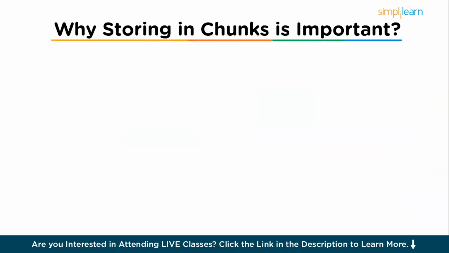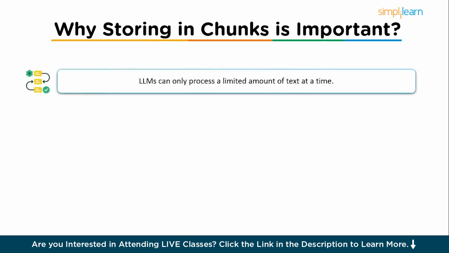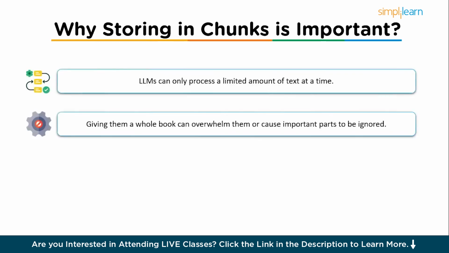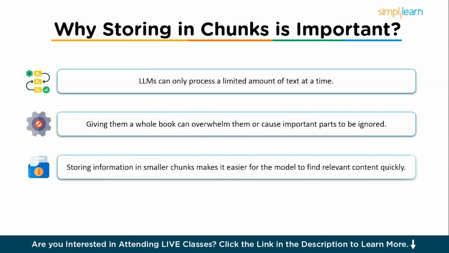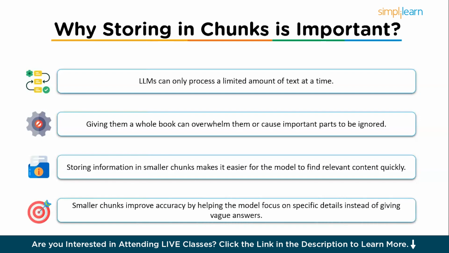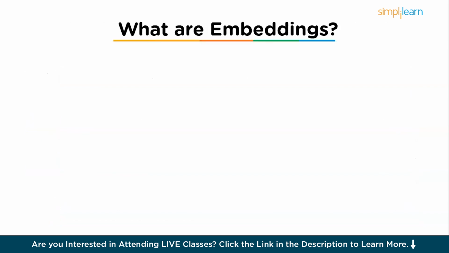Now let us see why storing in chunks is important. You might ask, why can't we just store the full document? That is a valid question. LLMs can only process a limited amount of text at a time, so giving them a whole book can overwhelm them or cause important parts to be ignored. Storing information in smaller chunks makes it easier for the model to find the relevant content quickly. Smaller chunks also improve accuracy by helping the model focus on specific details instead of giving vague answers.